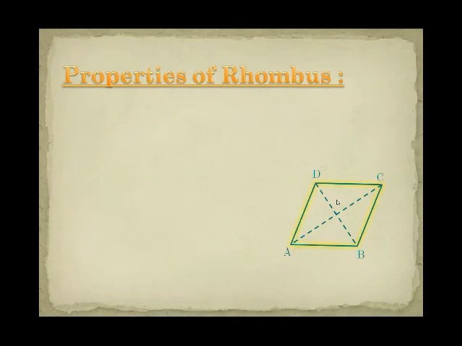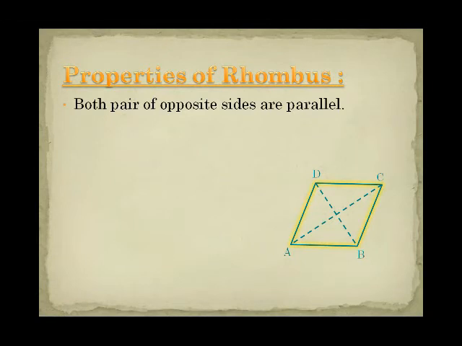This is a rhombus, and here we discuss its properties. A rhombus is a kind of parallelogram, so it has some properties the same as a parallelogram. Here I write all the properties of the rhombus. Both pairs of opposite sides are also parallel. In a parallelogram and in a rhombus, this property is the same.